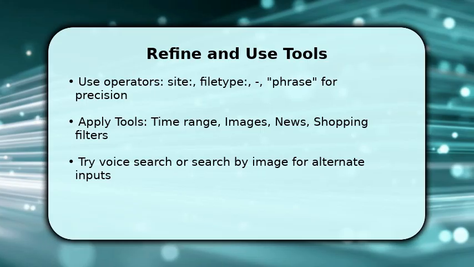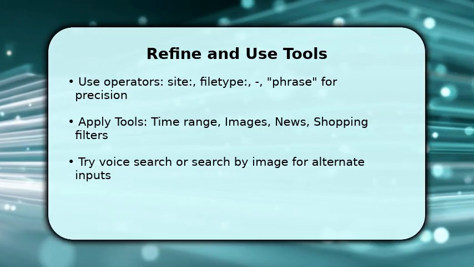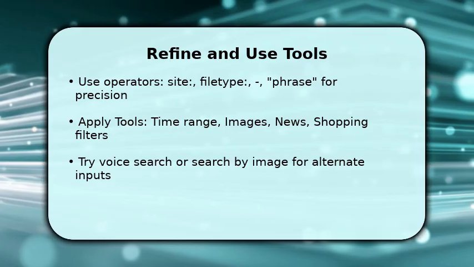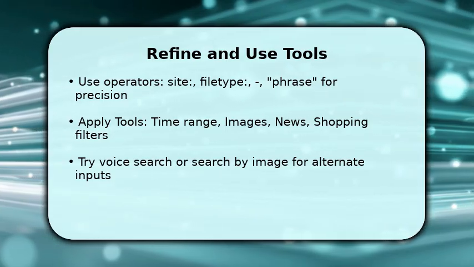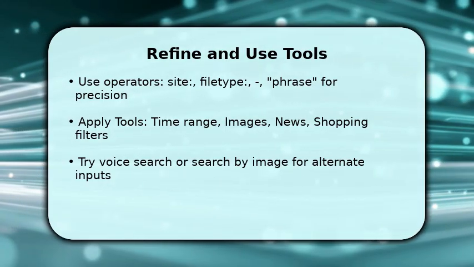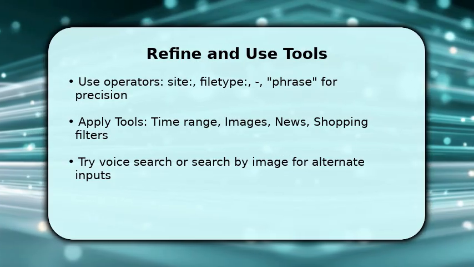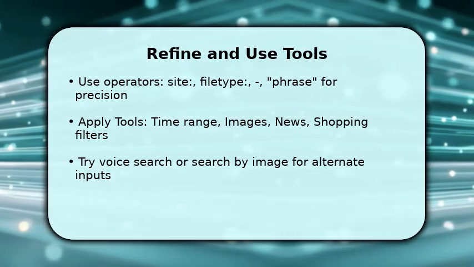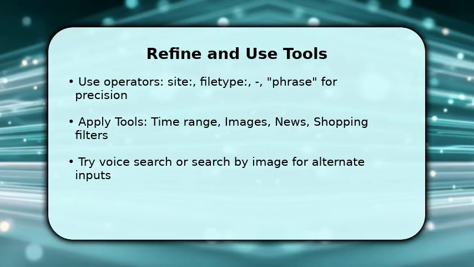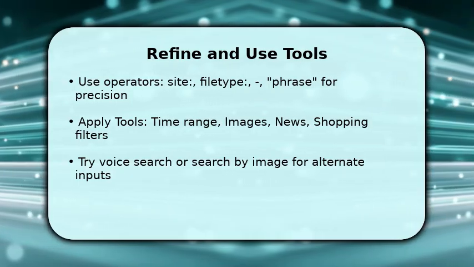After the initial results load, click Tools to filter by time, or choose Images, News, or Shopping tabs depending on intent. If typing is slow, use the mic icon for voice search or the camera icon to search by image. These methods change how Google interprets your intent and can surface better sources.